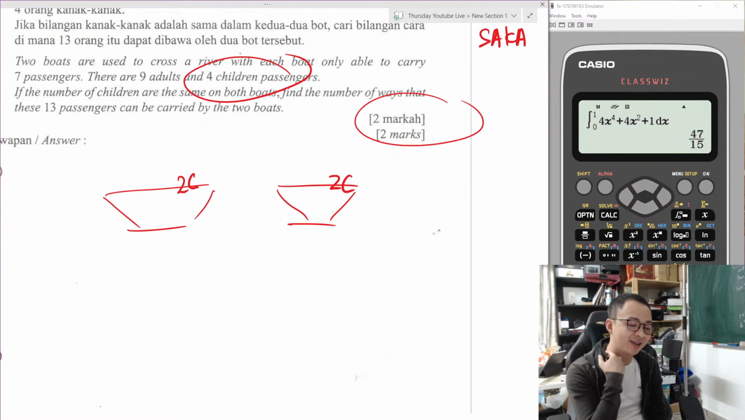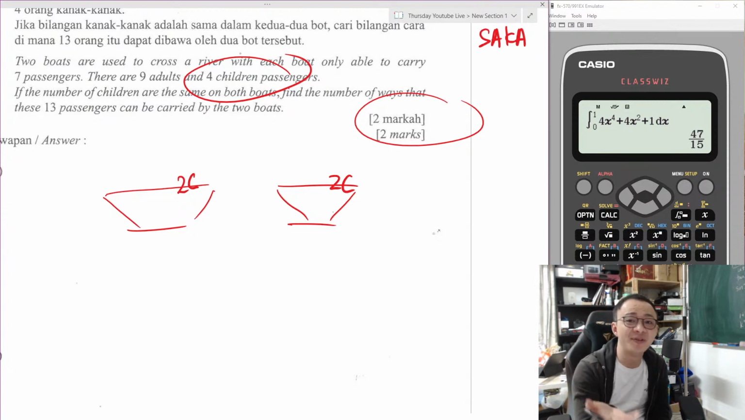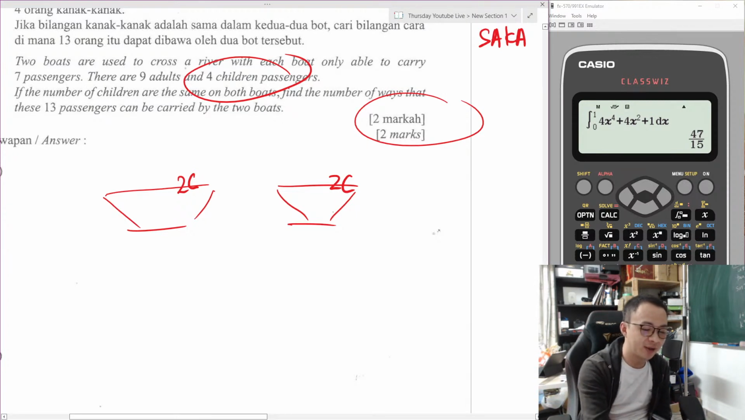Alright, then you have 9 adults. Because each boat can only carry 7 people, you put 2 children already, you only have another 5 seats for adults. So maximum you can carry 5, but you definitely can carry less than 5 if you want to. So here, for 9 adults, I'm going to put the 5 here first. So I'm going to put the 5 adults here, and then the 4 more I'm going to put here.